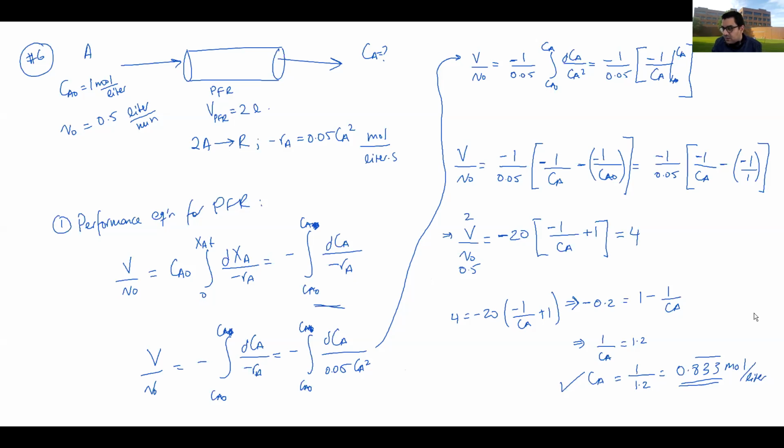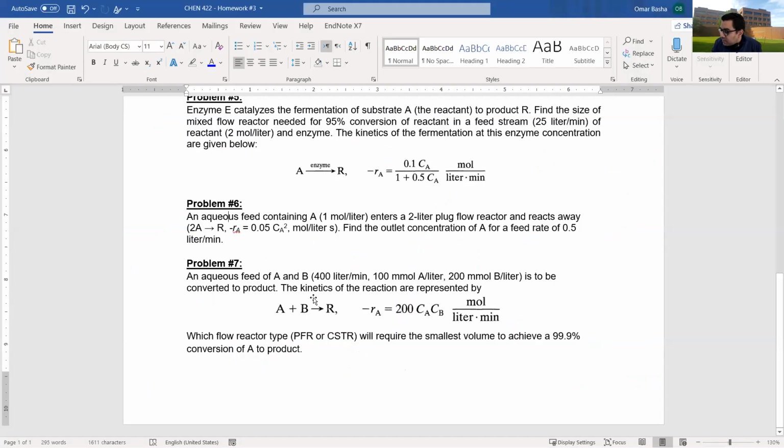Let's have a look at number 7. Okay. Number 7: an aqueous feed of A and B, 400 liters per minute, 100 millimoles of A per liter, 200 millimoles of B per liter, is to be converted to product. The kinetics of the reaction are represented by A plus B goes to R, and minus RA is equal to 200 CA CB. Which flow reactor type will require the smallest volume to achieve a 99.9% conversion of A to product?